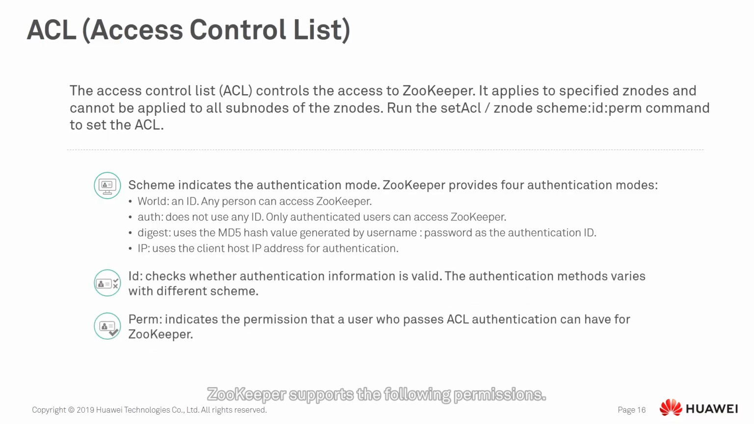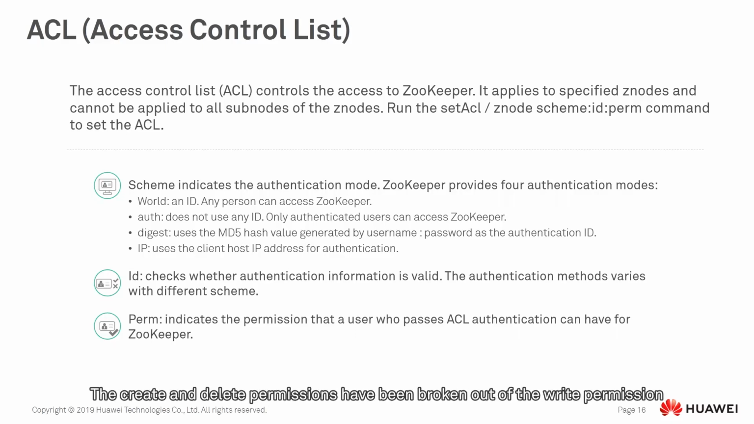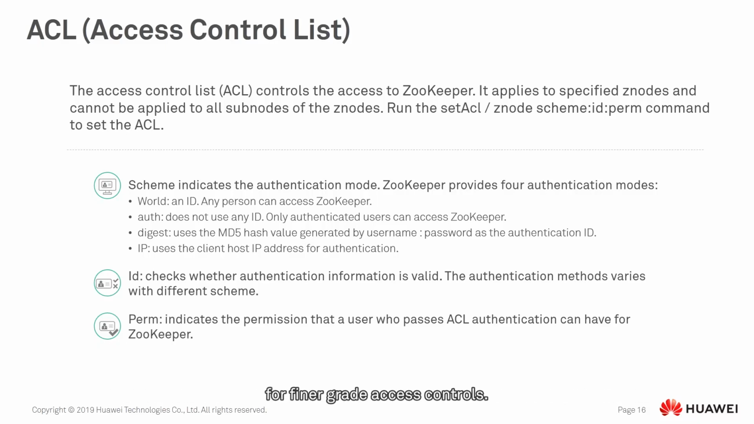In addition, ZooKeeper supports the following permissions. For create, you can create a child node. For read, you can get data from a node and list its children. For write, you can set data for a node. For delete, you can delete a child node. For admin, you can set permissions. The create and delete permissions have been broken out of the write permission for finer grained access control.